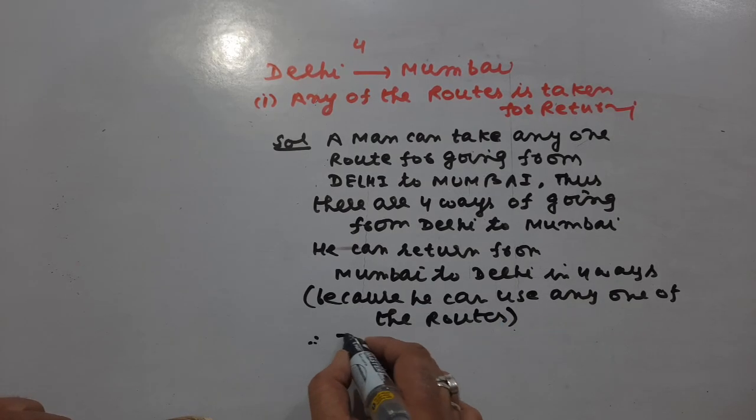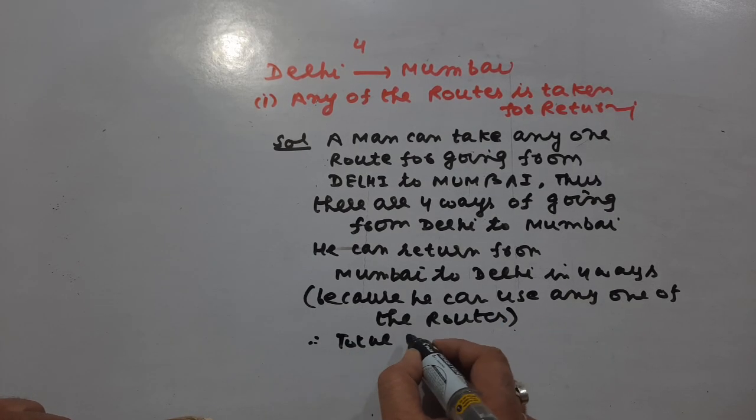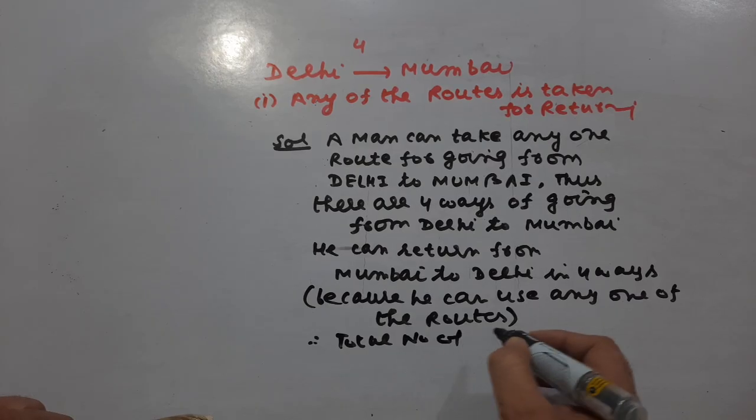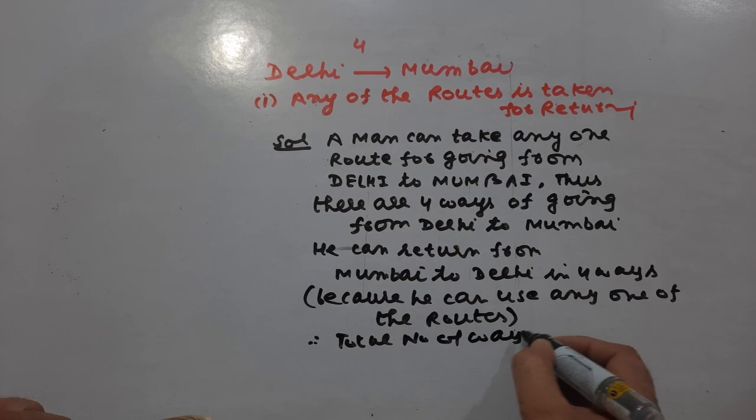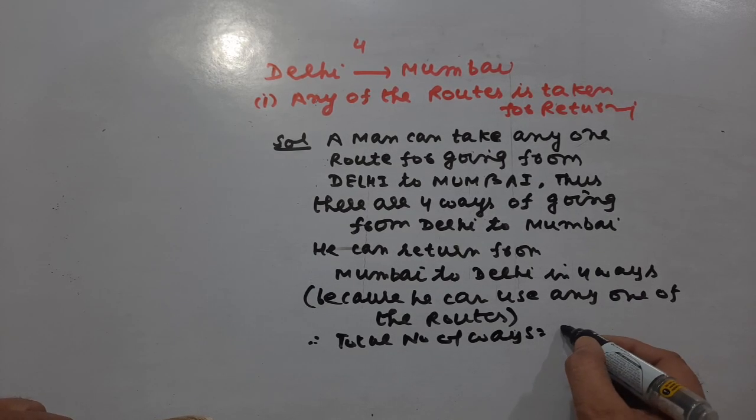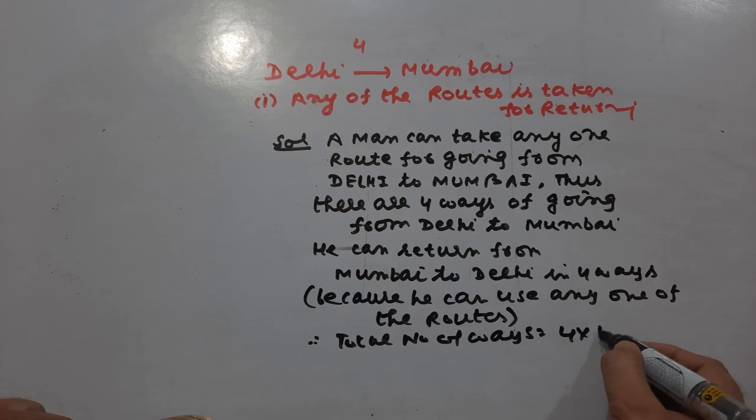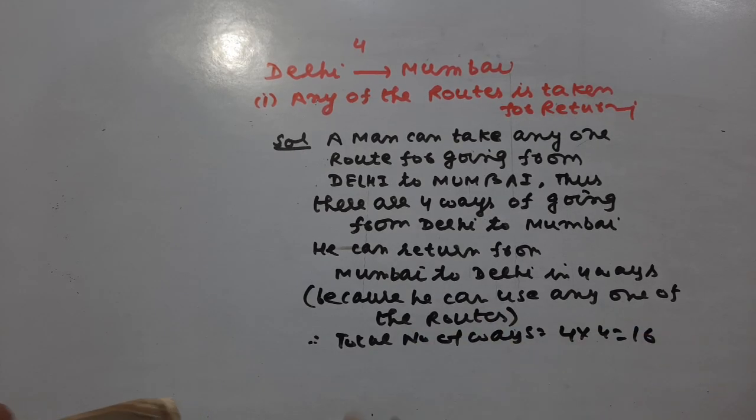So therefore, total number of ways equal to 4 into 4. This is equal to 16. Right? So there are 16 ways. Total number of ways of going to Mumbai and returning to Delhi is 16.